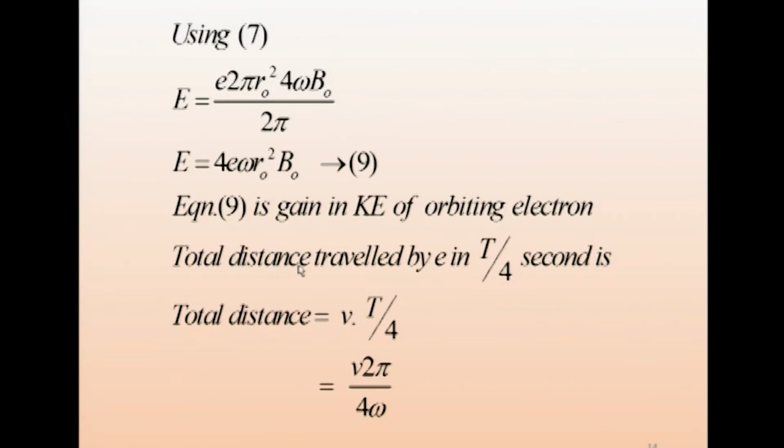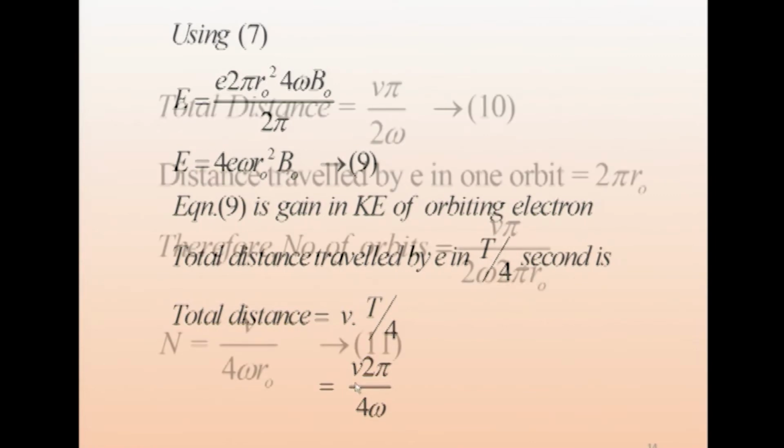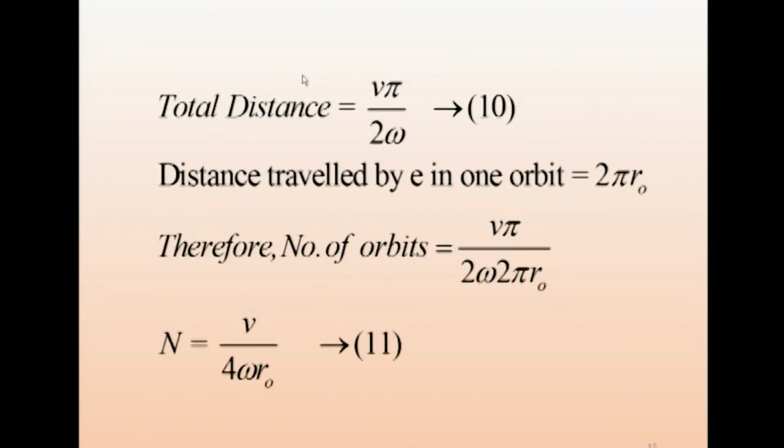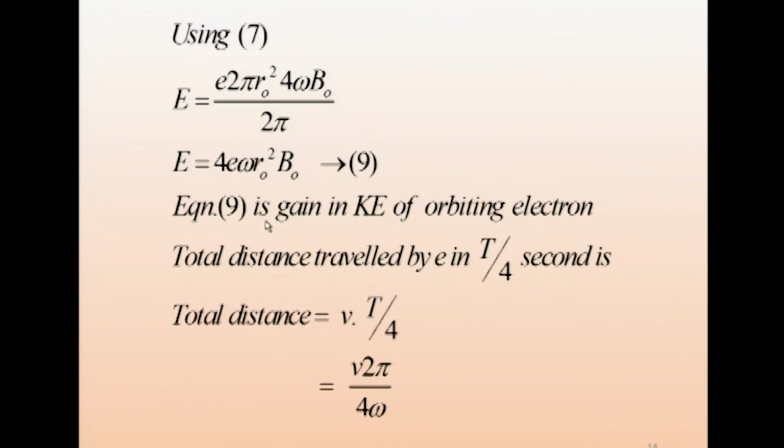What is the distance travelled in that T by 4 second? The total distance equals velocity of the particle into time. So, the velocity is v and time is T by 4. T by 4 we can write as 2 pi by 4 omega, because omega is equal to 2 pi by T. So, we are writing T in terms of omega. That 4 is there, and T is written as 2 pi by omega. So, this is the distance travelled. Now, we will go further to find out the energy. The total distance travelled is this one, and we are just cancelling out, because we get 2 here, 4 here.